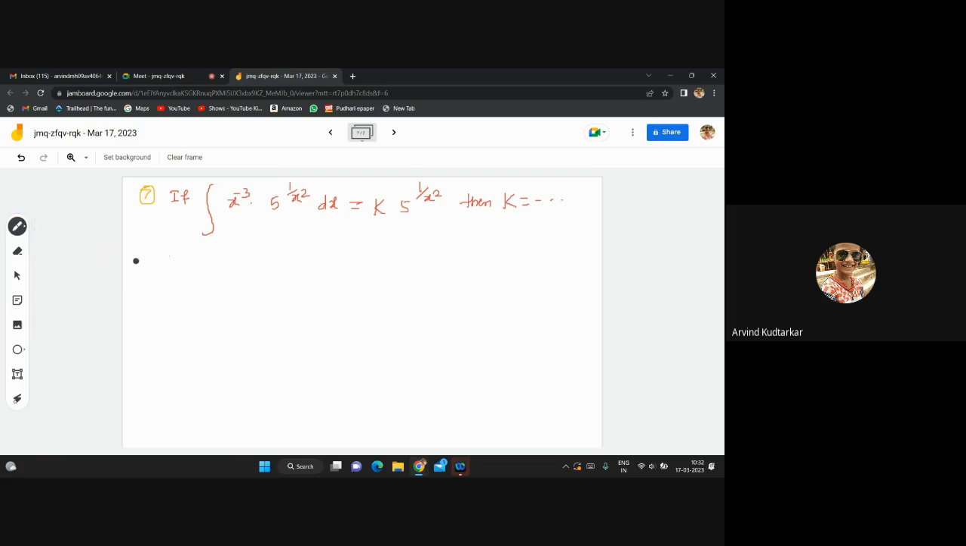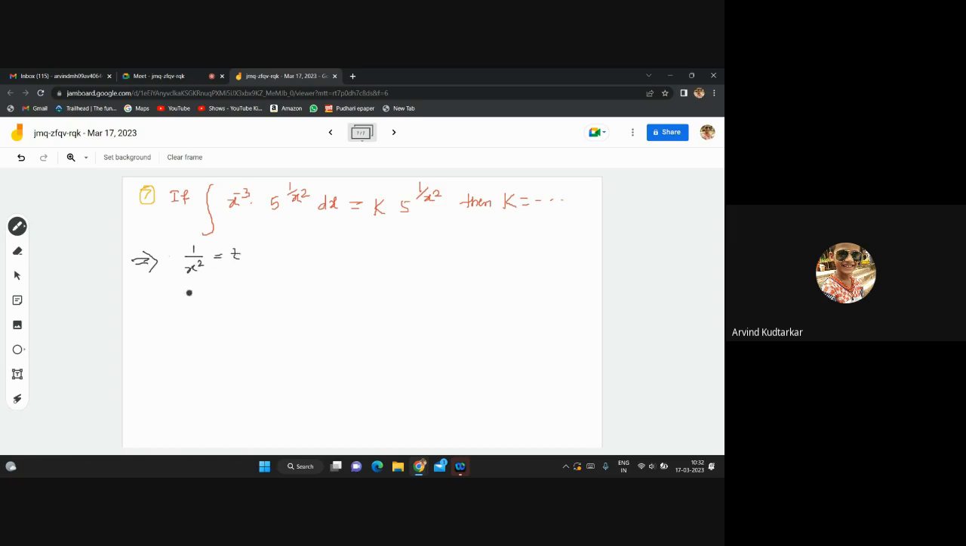So in this case, use the substitution 1 by x square is t. Why have you taken the decision to take the substitution like 1 by x square? Because its derivative is 1 upon x cube. So x raised to minus 3 means 1 by x cube. So these terms you will get automatically by substituting 1 by x square equals t.